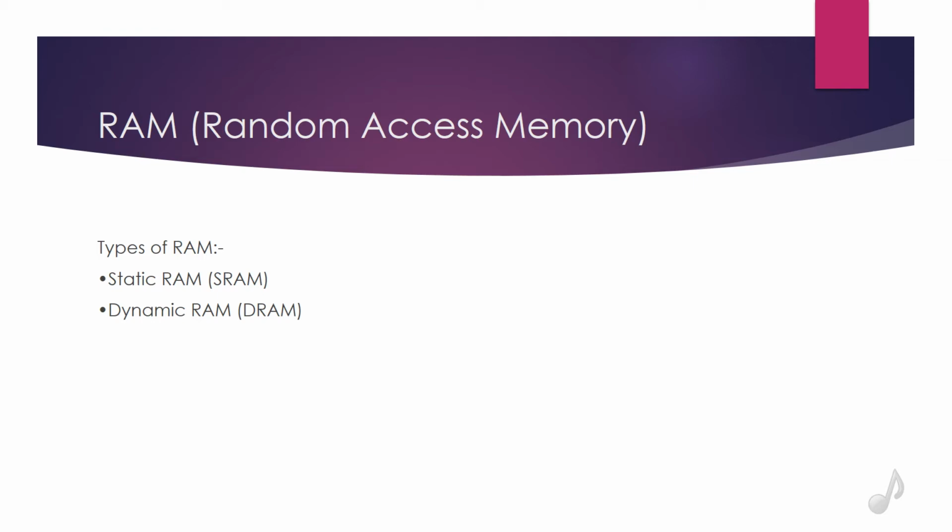Now we will see about DRAM. In DRAM, each cell stores a bit with a capacitor and transistor. It has large storage capacity. It needs to be refreshed frequently. It is used to create the main memory and it is slower and cheaper than SRAM.